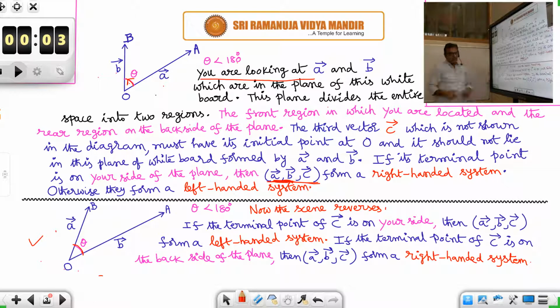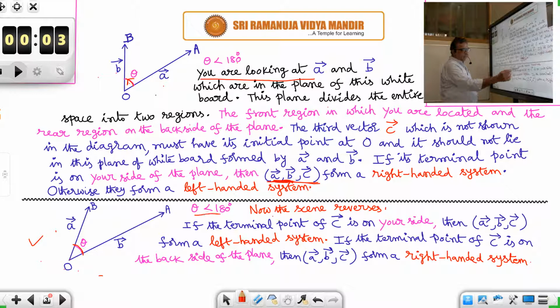So that means if the terminal point of C bar is behind the board, with initial point at O only, then we say that they form a right-handed system. But if C bar's terminal point is on your side, where you are standing, then they are forming a left-handed system.